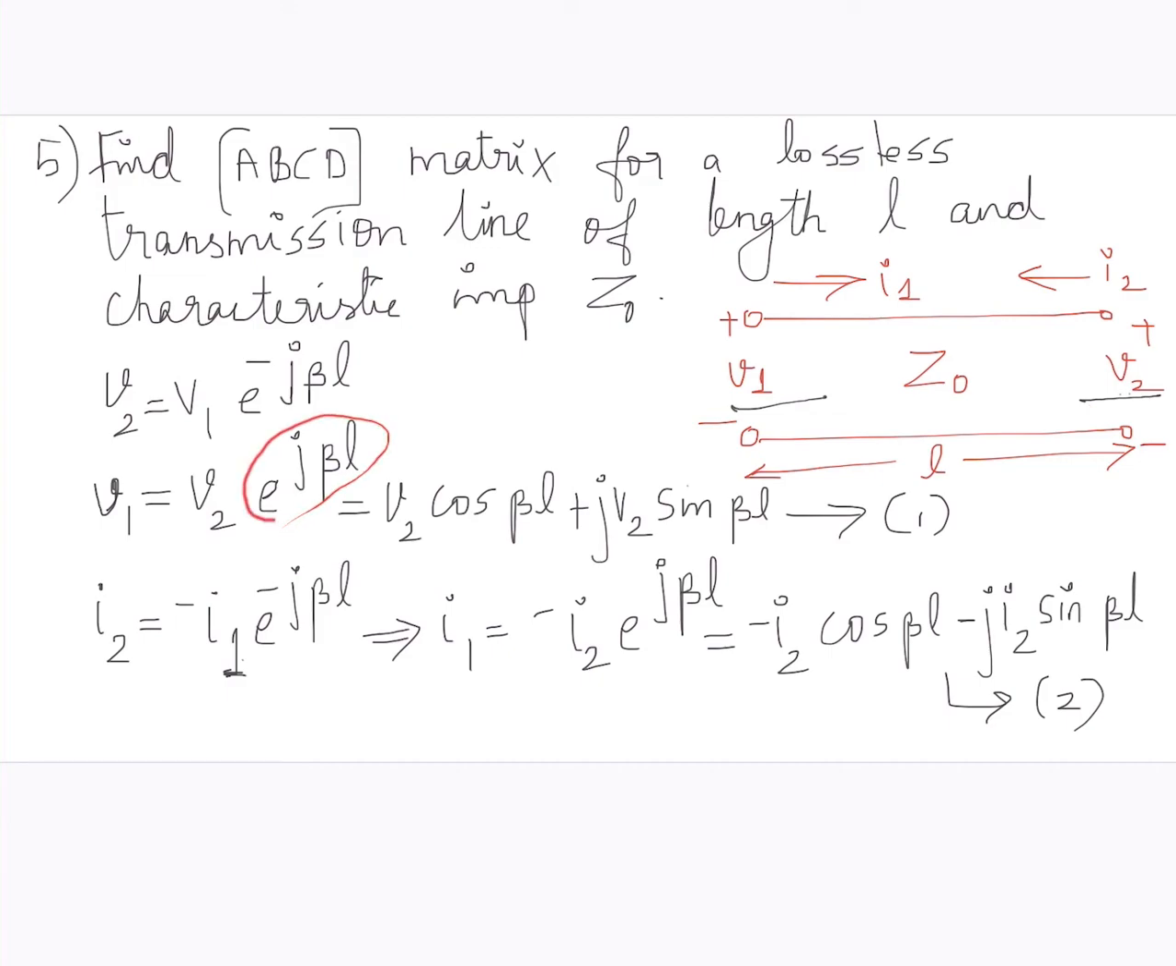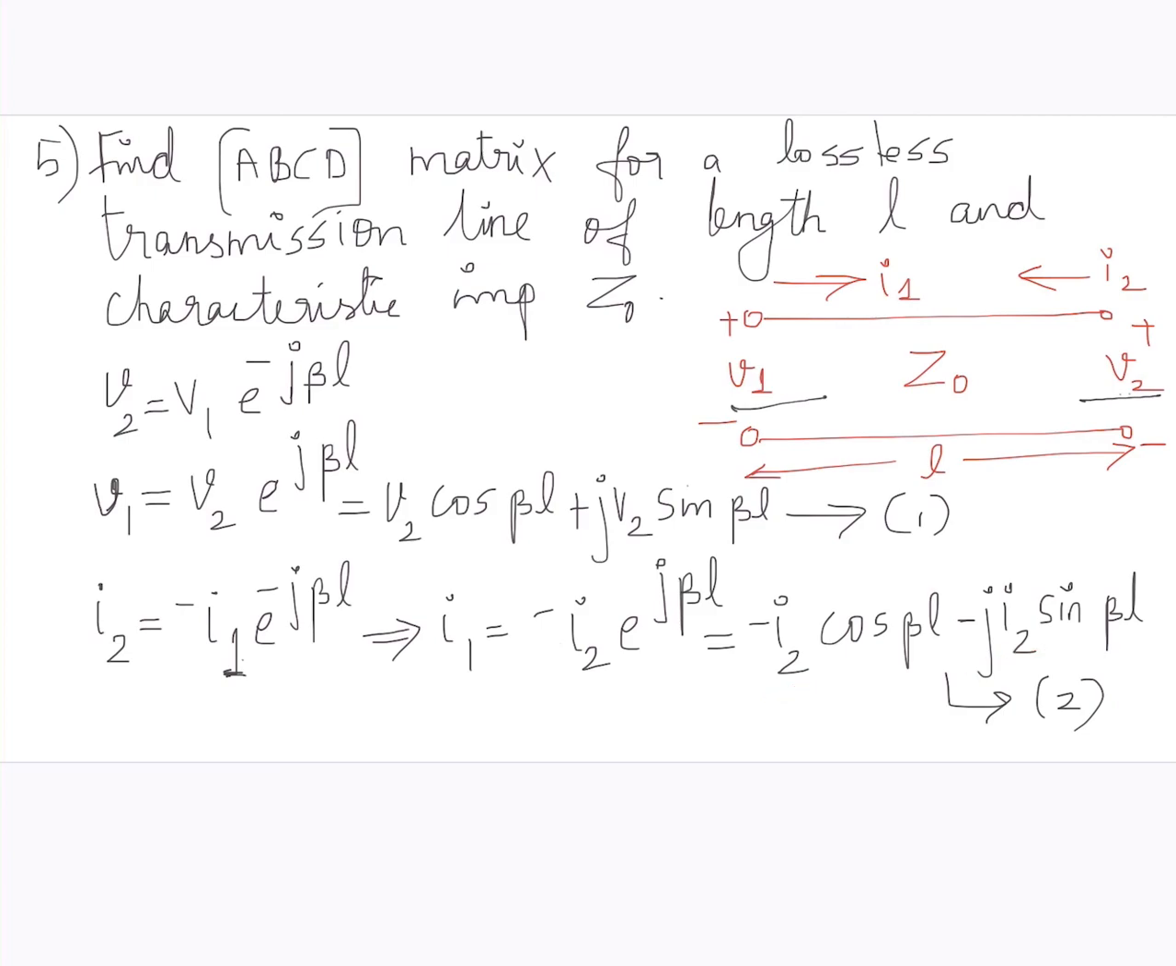The exponential term can also be written as V2 into cos beta L plus j into V2 into sin beta L. That is, instead of e raised to j beta L, substitute cos beta L plus j into sin beta L. Also I2 is in the opposite direction, so I2 will be equal to minus I1 into e raised to minus j beta L. So I1 can be written as minus of I2 into e raised to j beta L. Again e raised to j beta L can be substituted as cos beta L plus j sin beta L. So here the minus sign makes these terms negative.